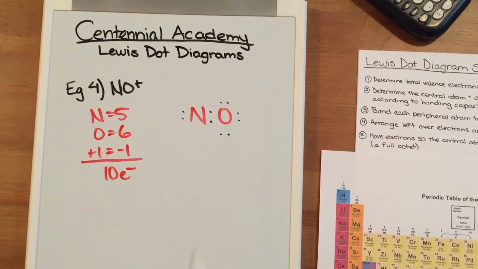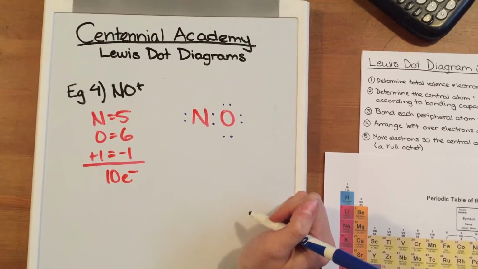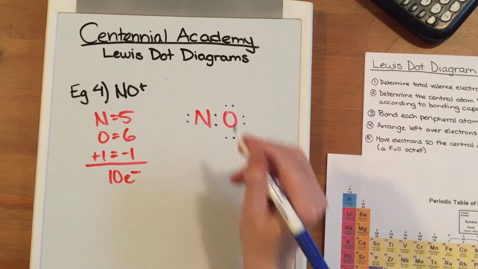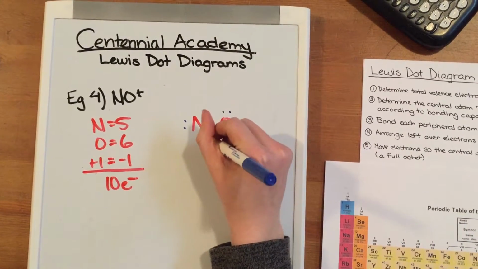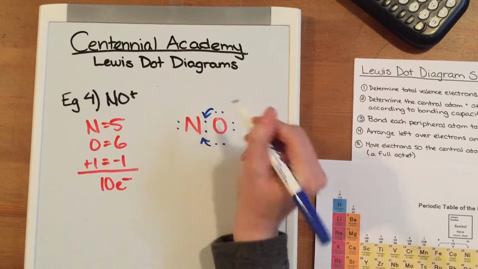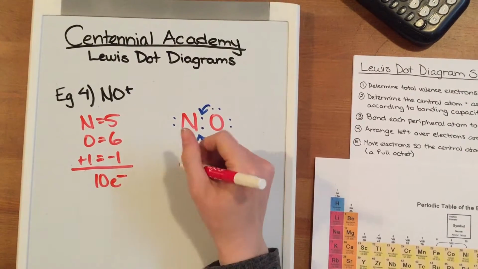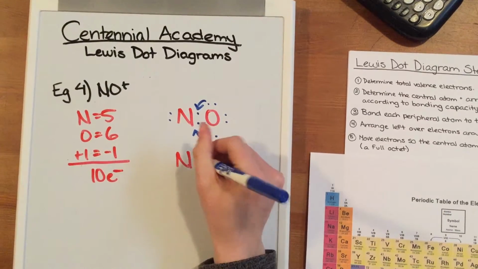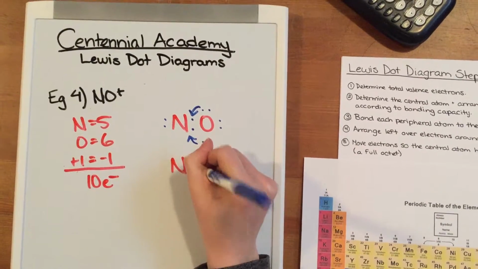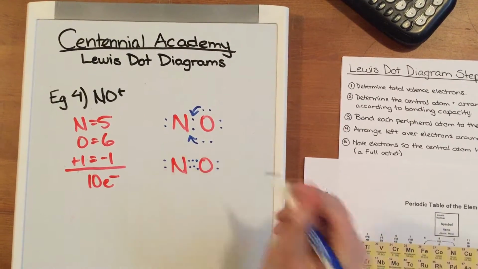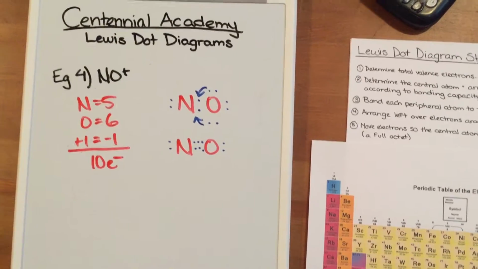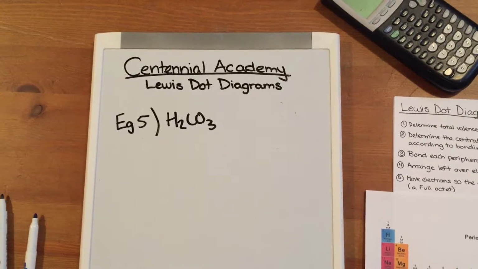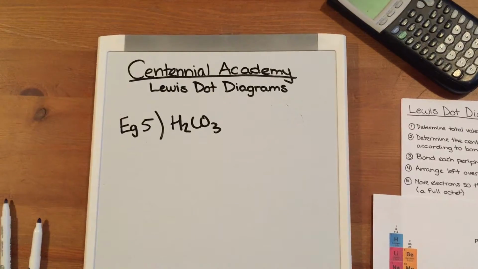However, that does not work because nitrogen likes to have 3 bonds since it has a total of 5 valence electrons. So you would just move 2 of those over, which would make a product with a lone pair on each atom. Our last example is carbonic acid.